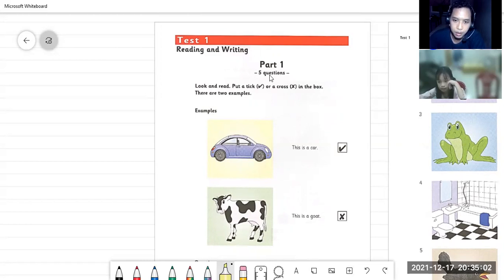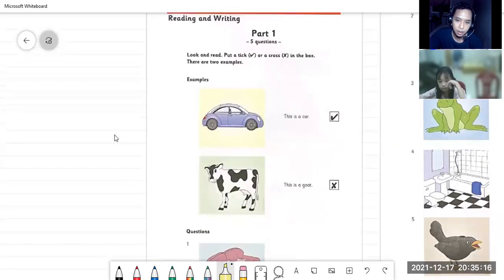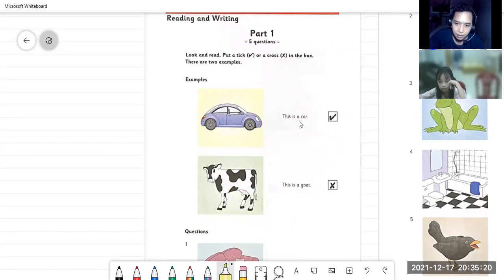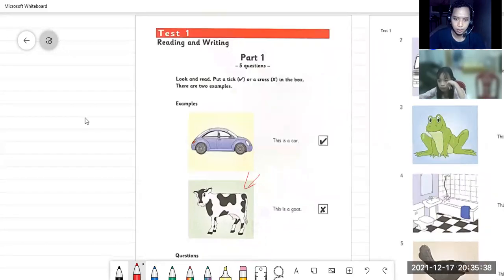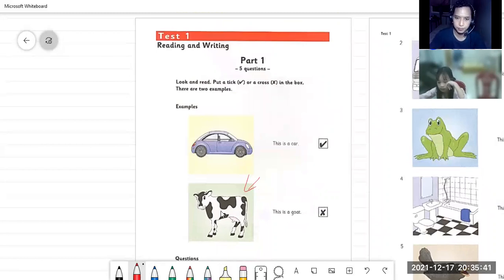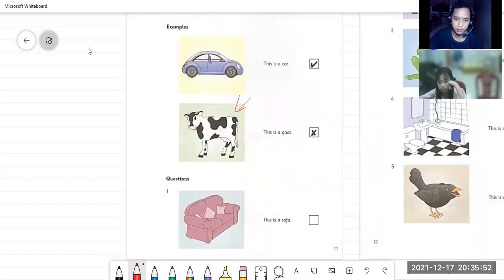Okay, in part one, there are five questions that you are going to answer. So look and read. Put a tick or a cross in the box. There are two examples. Okay, let's read the examples. This is a car. Okay, next, this is a goat. Is this a goat? No. Okay, so what is this? This is a cow. Okay, very good. Is this a car? Yes. Okay, very good.